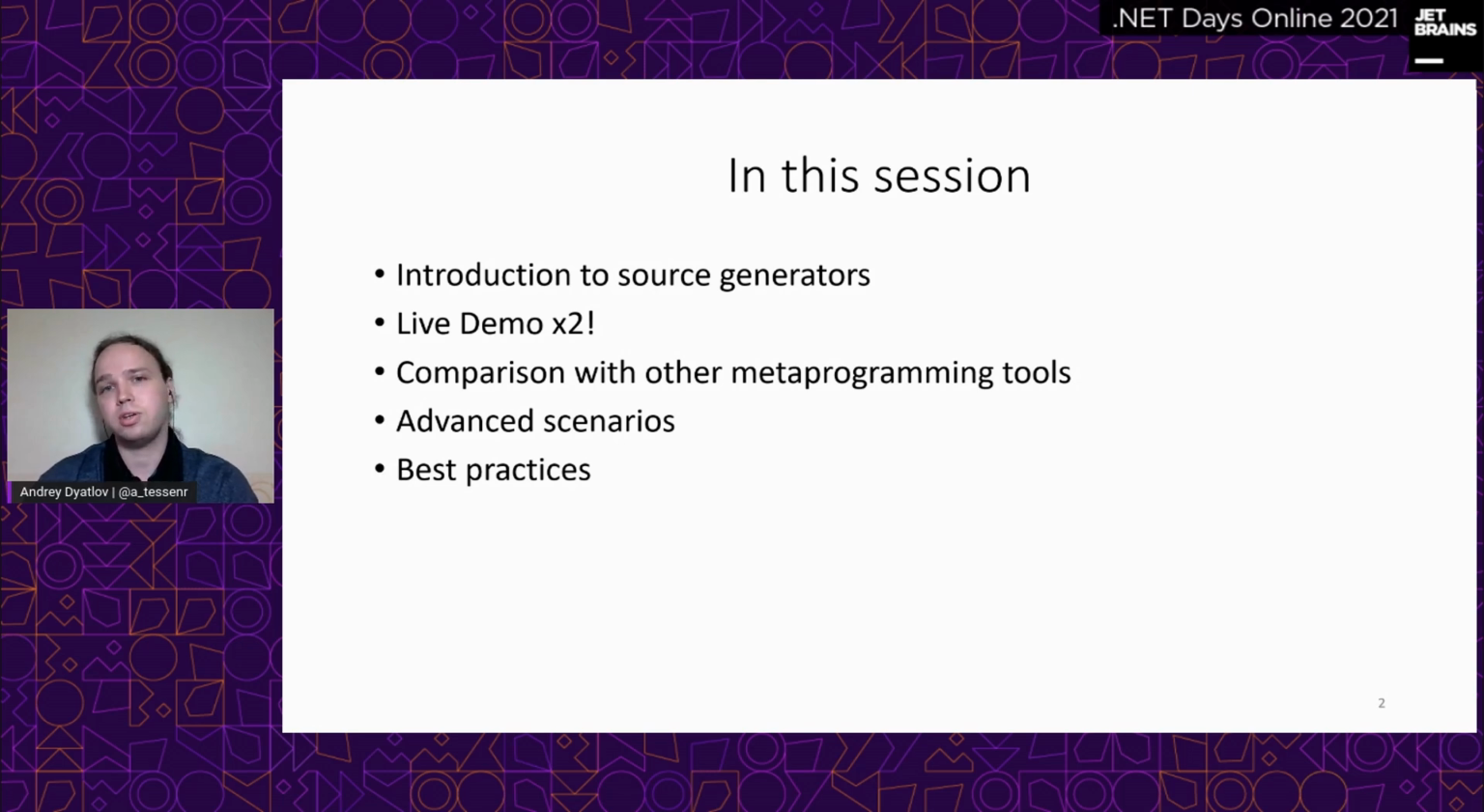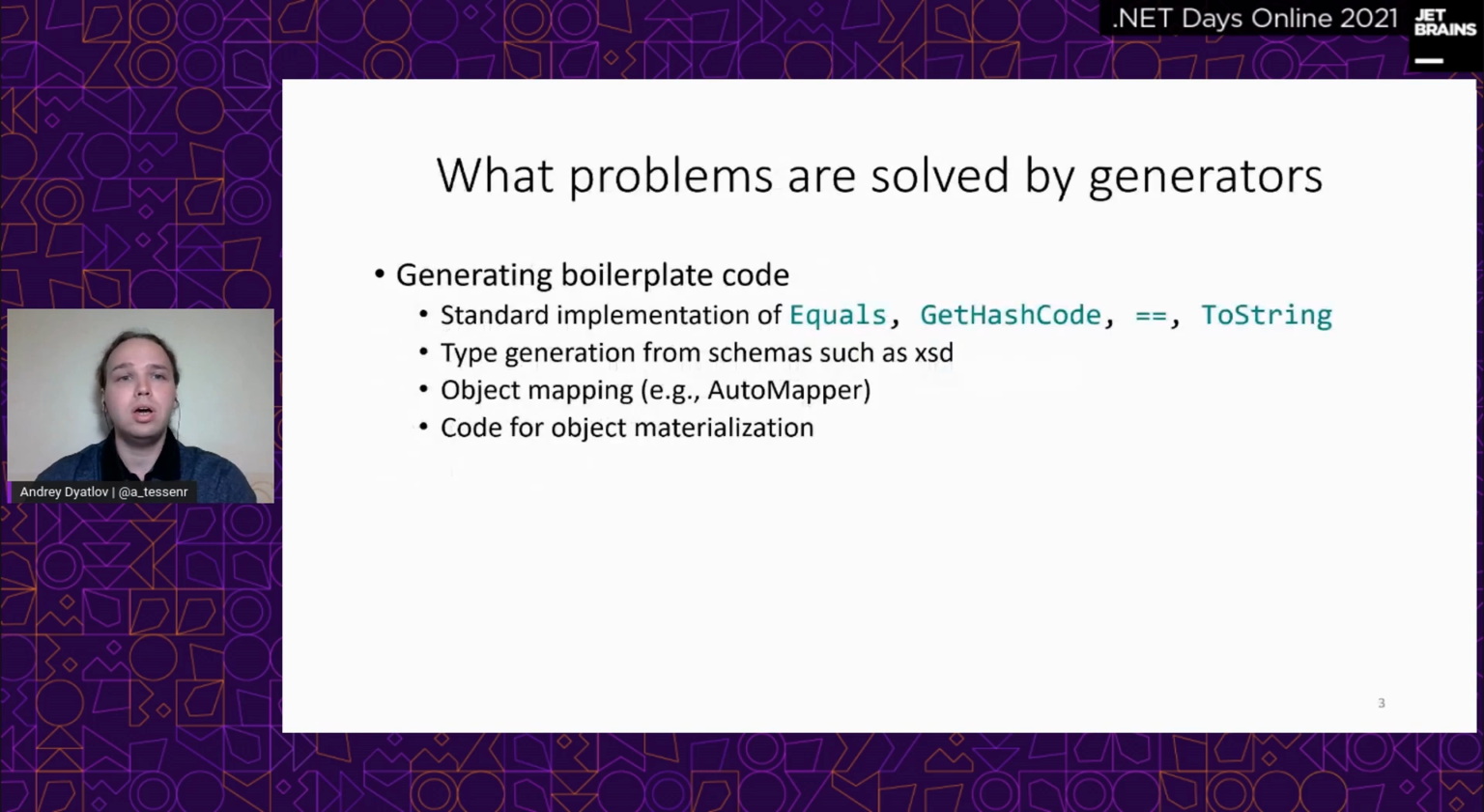But first, let's discuss why we need source generators and what problems are going to be solved by them. First and foremost, it's generating boilerplate code. So if you have some standard implementation of equality members or toString methods in lots of types in your solution, instead of coding them yourself, you can simply delegate this work to a source generator, and in this case, you won't even have to update them every time you add or remove some members to the containing type.